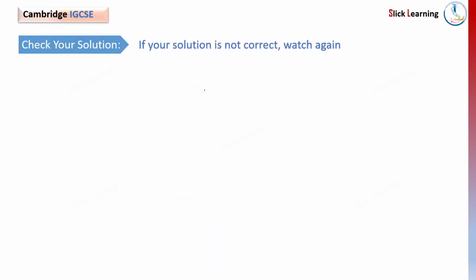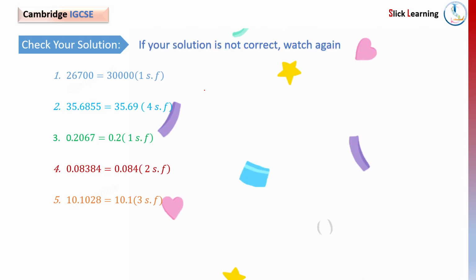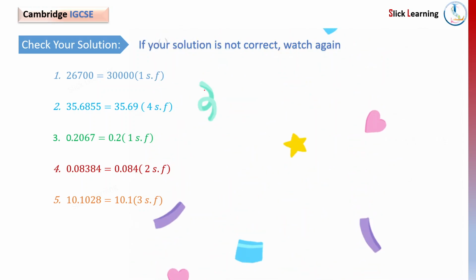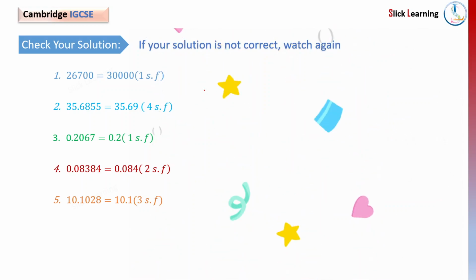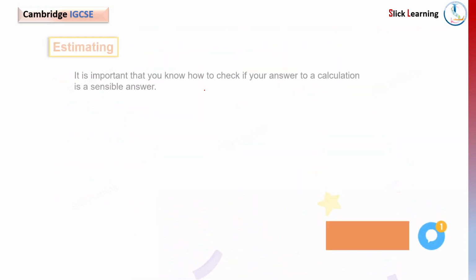Let's see the solutions of this. Here you have the solutions. You can see the solutions here. These are the solutions. You can match with your answers. Probably you got the correct answers. Congratulations. Let's move on to the last topic, that is approximation.